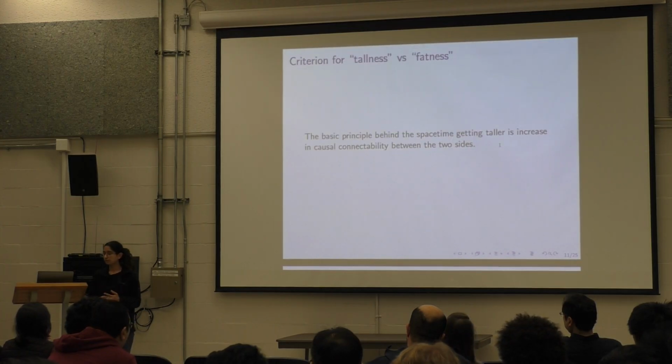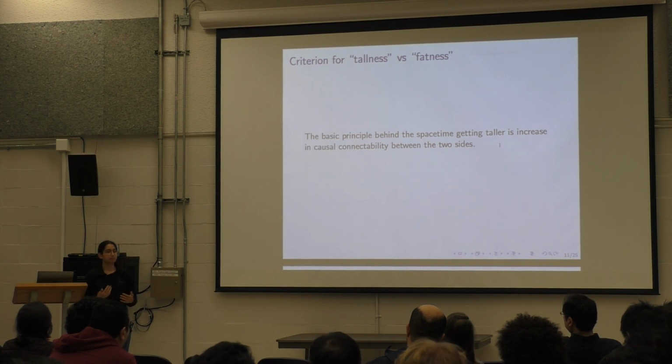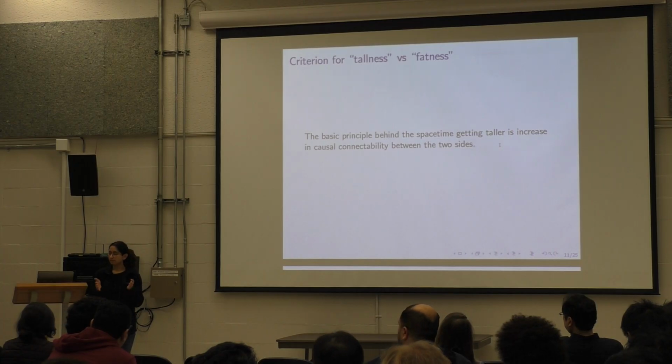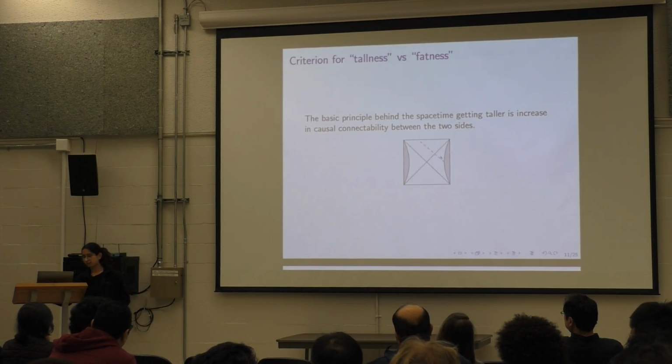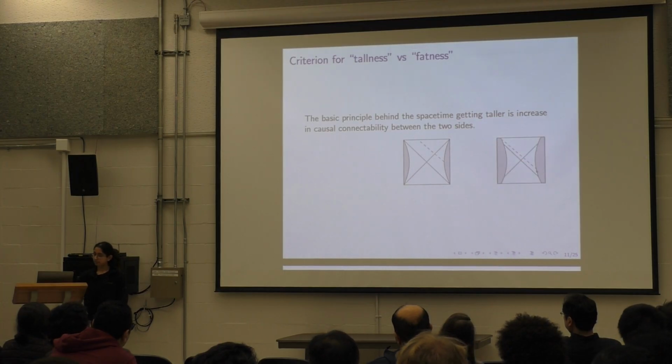So before I move on to computing the Casimir energy, let me just say what exactly I mean when I say tall or fat. So the basic principle behind the space-time getting taller, which just means that the Penrose diagram gets taller, is that you have an increase in causal connectability between the two sides. So here is my starting setup where we have two disconnected time-like boundaries, and you can see that we cannot send a signal from one boundary to the other. So one way in which the space-time gets taller is that you will be able to send a signal from one boundary to the other, as pictured here.